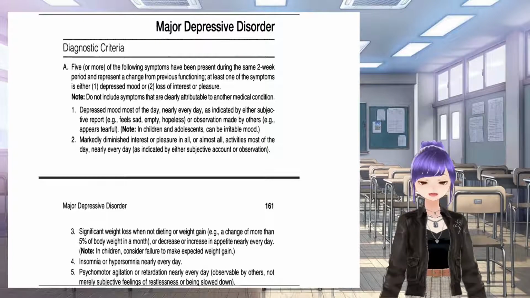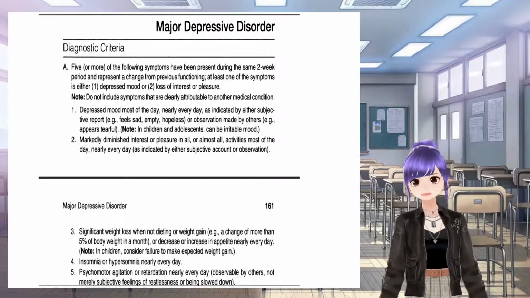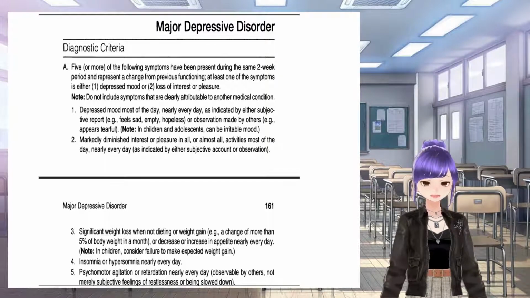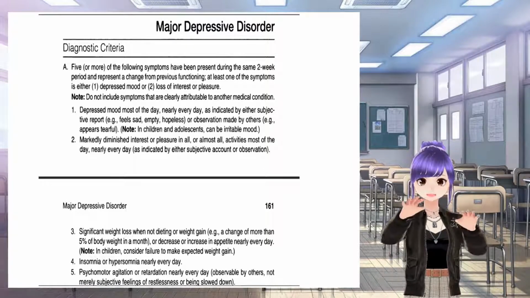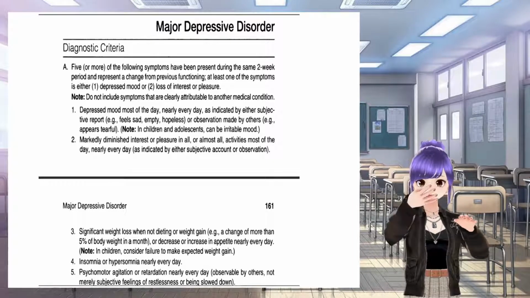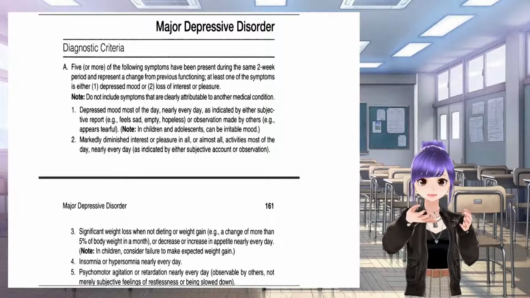Number 5, psychomotor agitation or retardation nearly every day. It is also observable by others, not merely subjective feelings of restlessness or being slowed down. Agitation means the person seems to be restless, and retardation means that the person seemingly is sluggish, is on bed all day. So it's nearly every day, and it's observable by others and not just a subjective feeling of being slowed down. In depression, like I said, everything slows down. You feel as though everything slows down and you don't have that energy to interact with others.